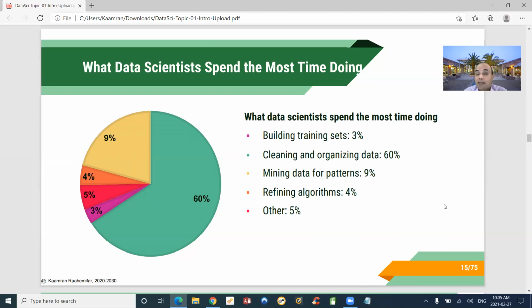I would say that up to 80% of the task of a data scientist is going to be on cleaning. Let's be modest in this sense. Cleaning and organizing data is 60%. Training sets 3%. Mining data 9%. If you are well trained, if you are well rehearsed, mining data should be easy.